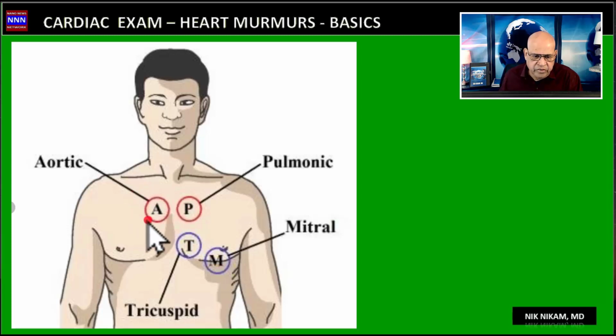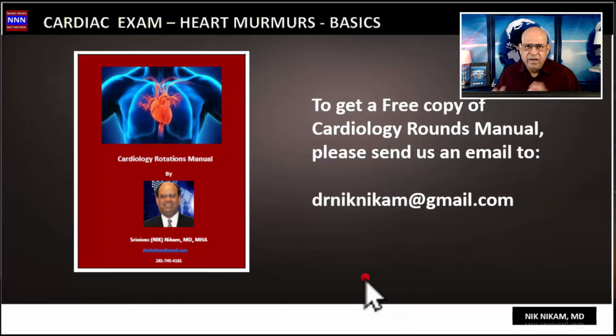Similarly, aortic murmurs are best heard in the right second intercostal space by having the person lean forward so the valve comes closer to the diaphragm, and these systolic murmurs can radiate to the carotids, which can mimic carotid stenosis. So this is a brief summary of the heart murmur basics.